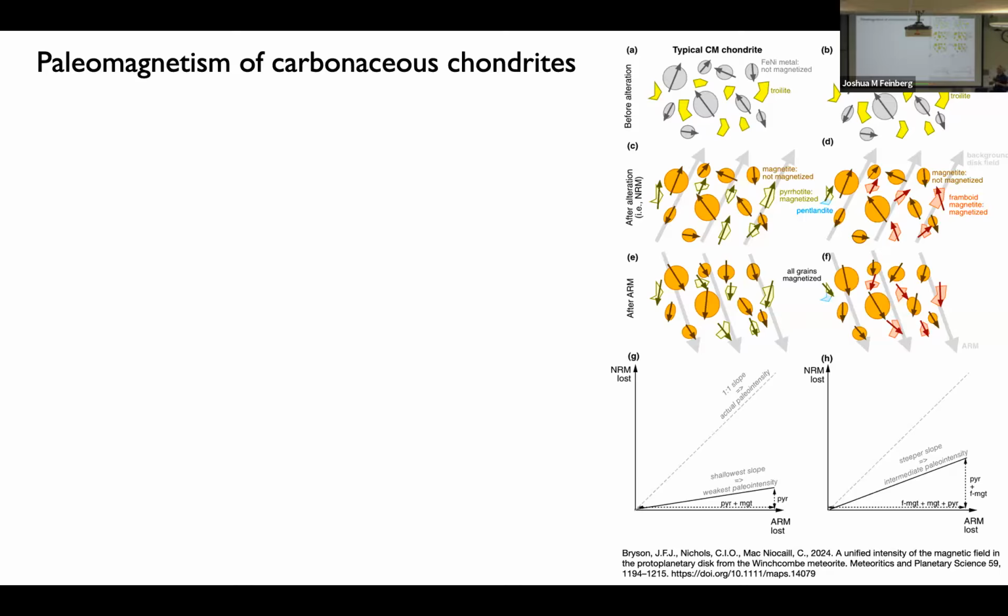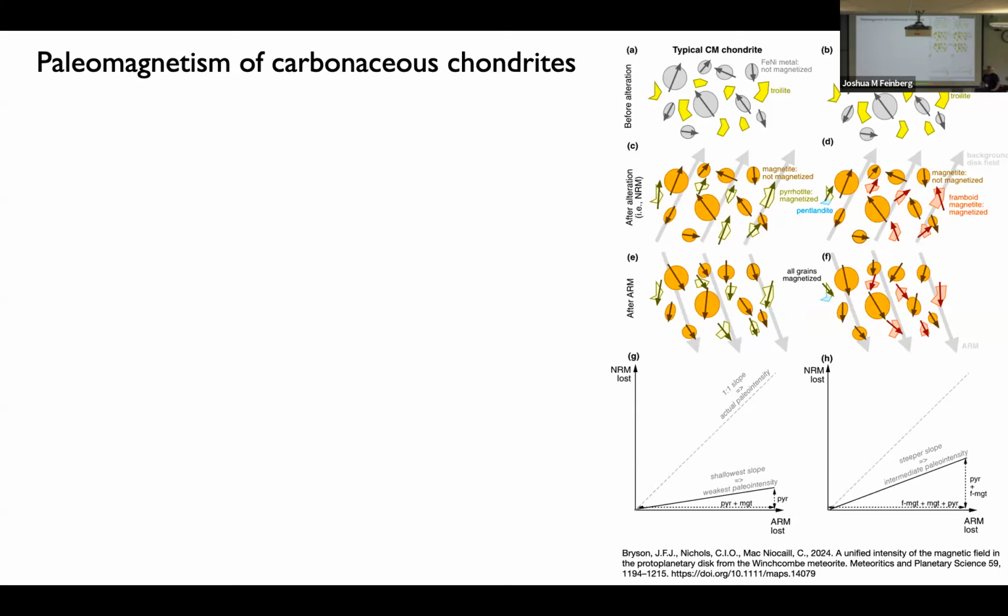They're complicated materials. And there's a nice paper here that I'm going to use to set the context. This is by James Bryson and Claire. Give us a wave, Claire. And Conal McNichol. This was a paleomagnetic paper on the Winchcombe carbonaceous chondrite, but it illustrates the problems that we might face dealing with something like this.